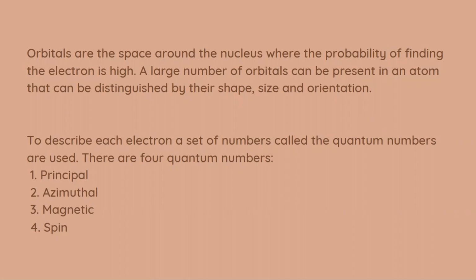And to explain the electron, you have four quantum numbers which are used. They are the principal quantum number, the azimuthal quantum number, magnetic quantum number, and spin quantum number. So let's start.